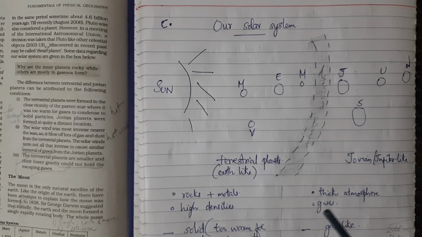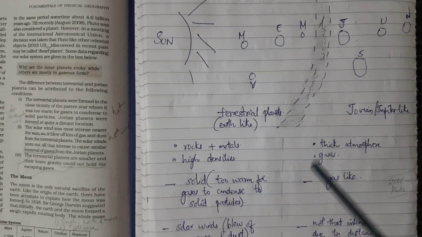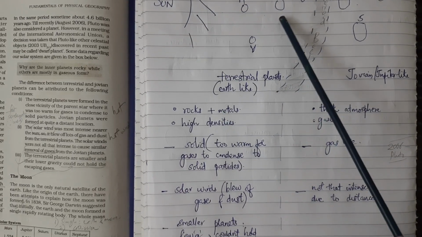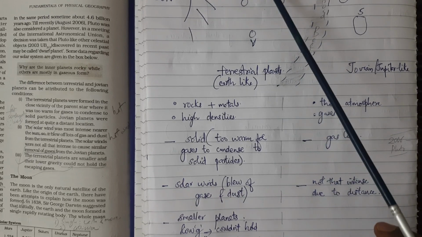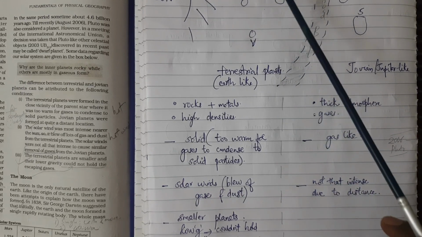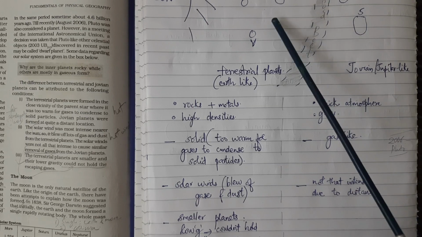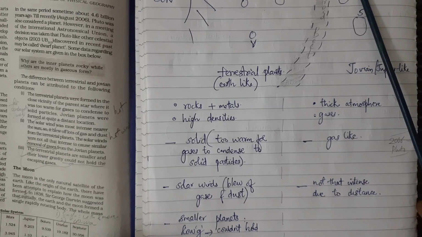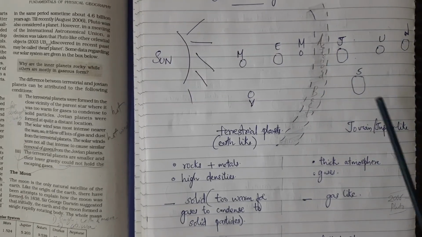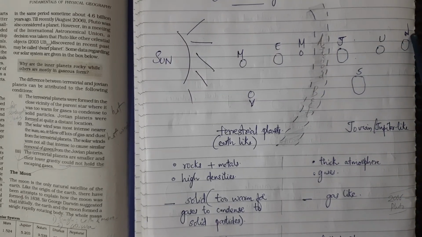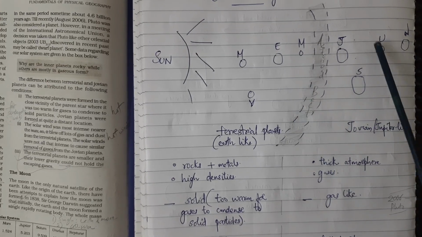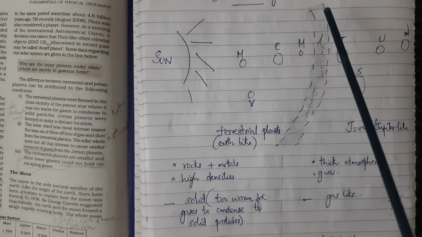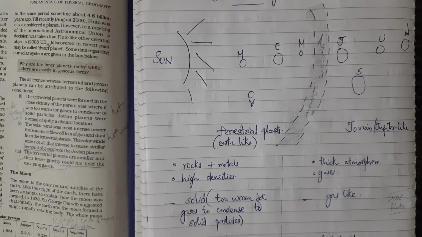One more reason is that the terrestrial planets are smaller. When the solar winds were blowing, these planets had less gravity since they are smaller, and they were not able to hold the gases, so the gases were blown off. But in the case of Jupiter or Jovian-like planets, that was not the case. They have good gravity, as their size is large compared to the terrestrial planets, and they were holding the gases. So this comes under the heading our solar system.